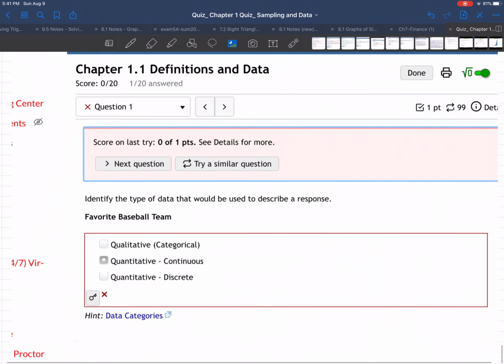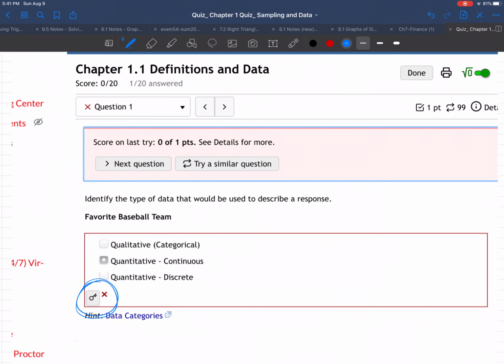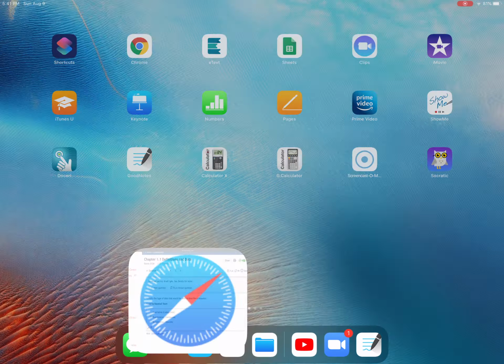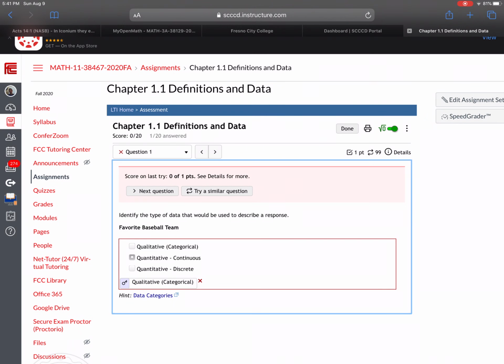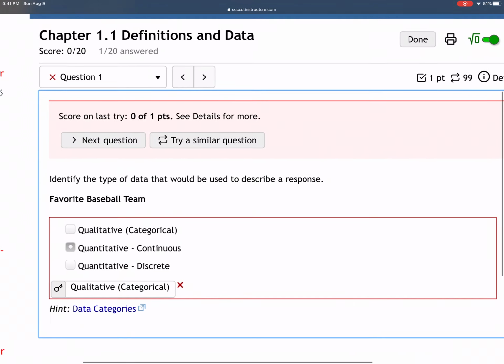See that little key that appeared down here? That's going to let you see the right answer. It marked it 0 out of 1. And let's go back to the live version. If I click on that key, bonk, there it is. There's the right answer, qualitative. See it down there? Qualitative, like we said.